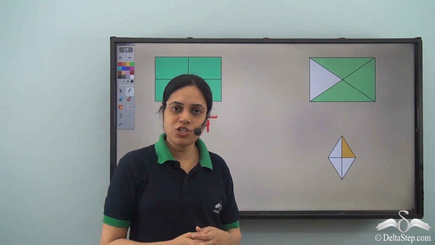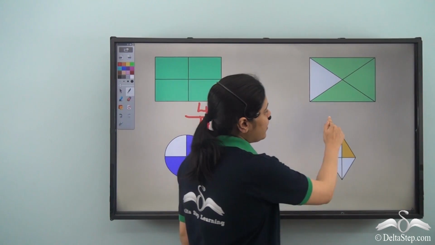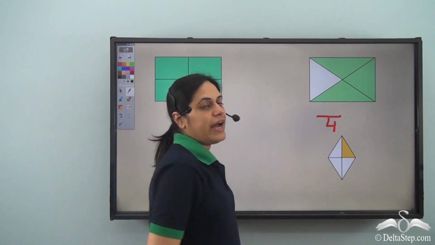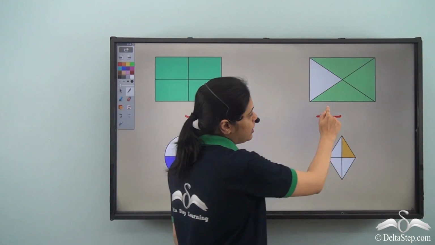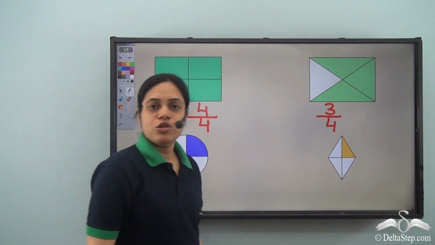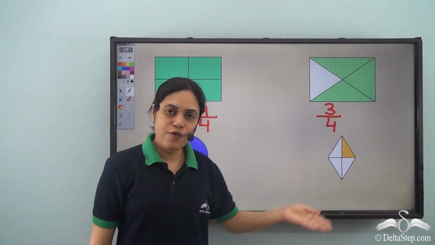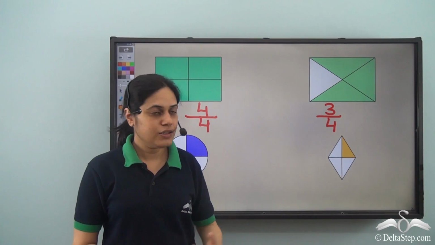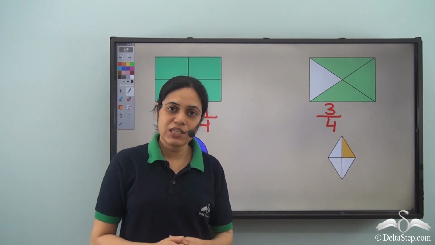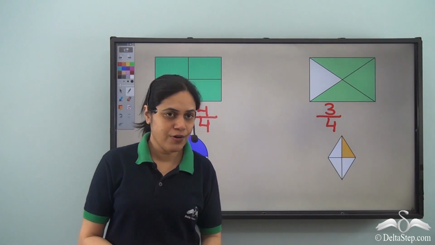What about this image? There are 4 equal parts once again. And how many are colored? 3. So 3 out of 4 equal parts are colored. So I can represent it using the fraction 3 by 4.